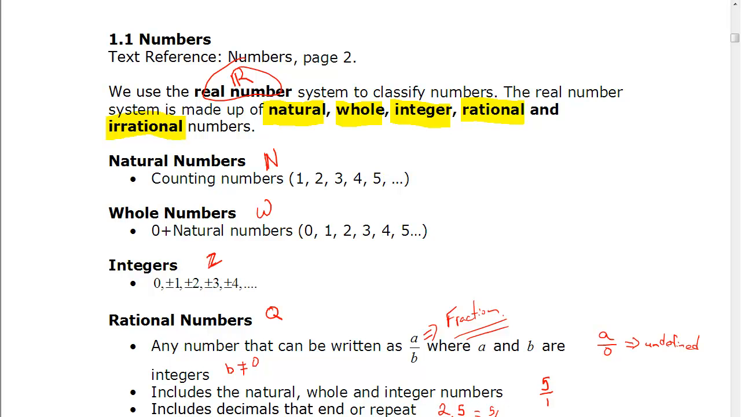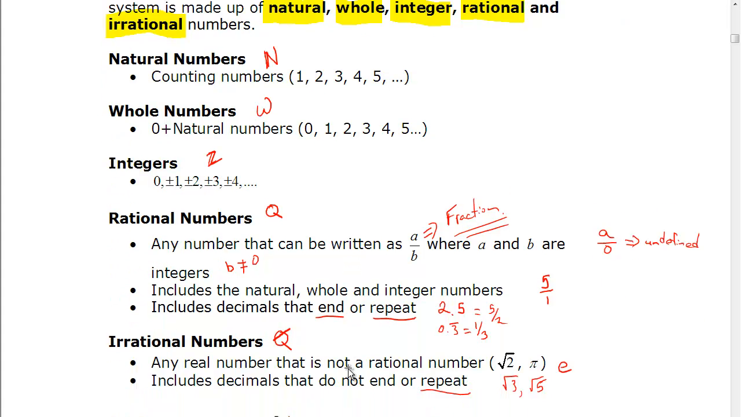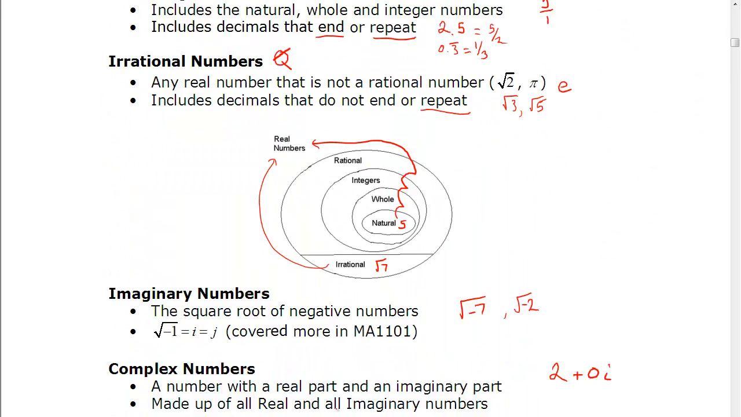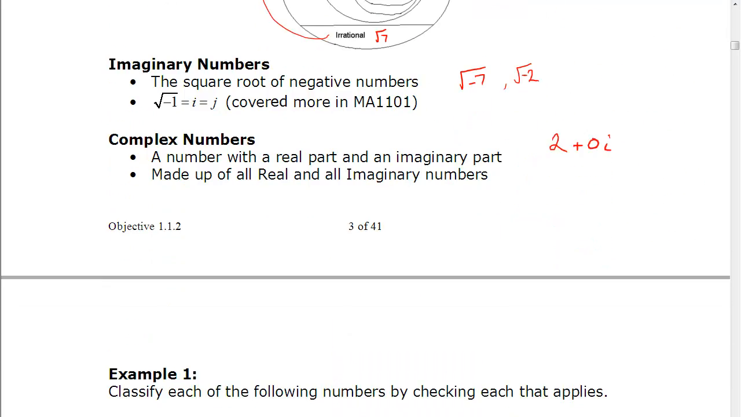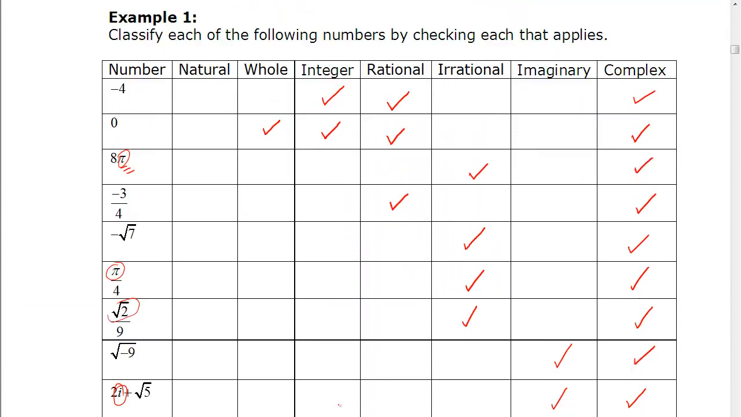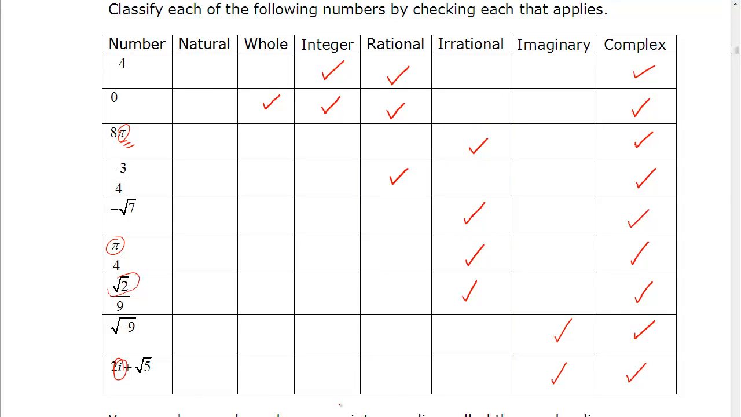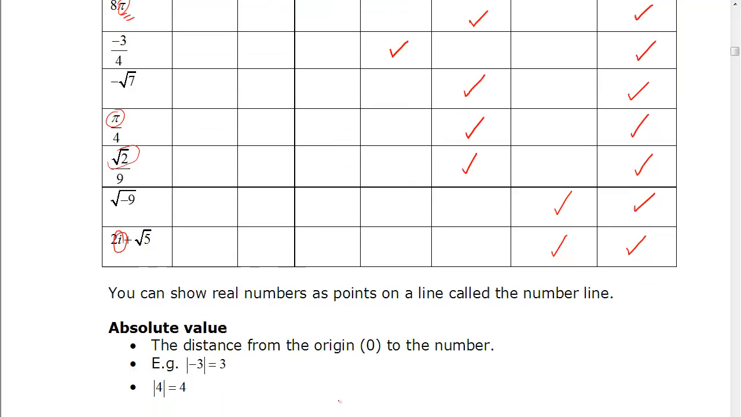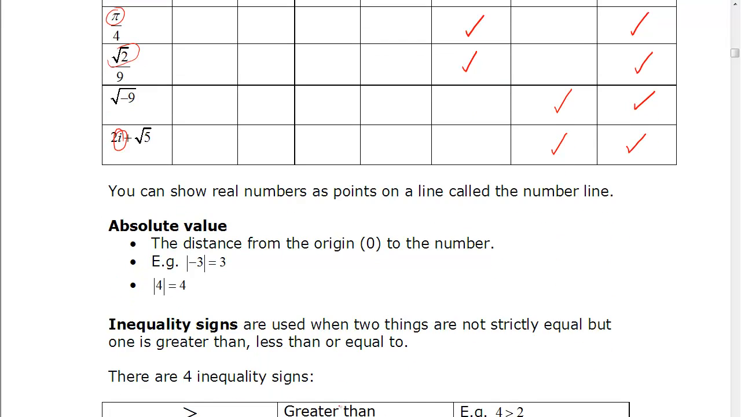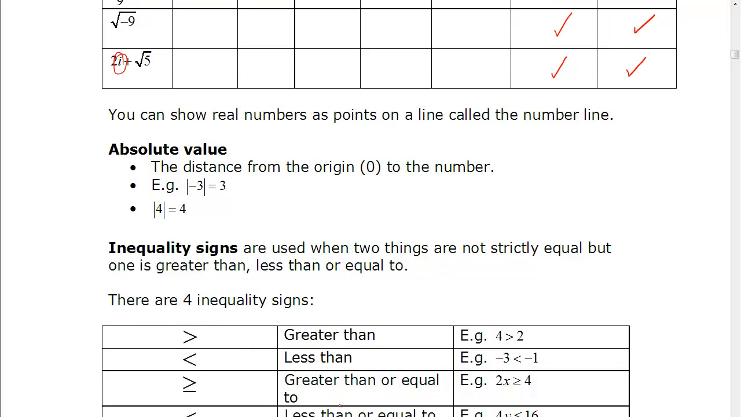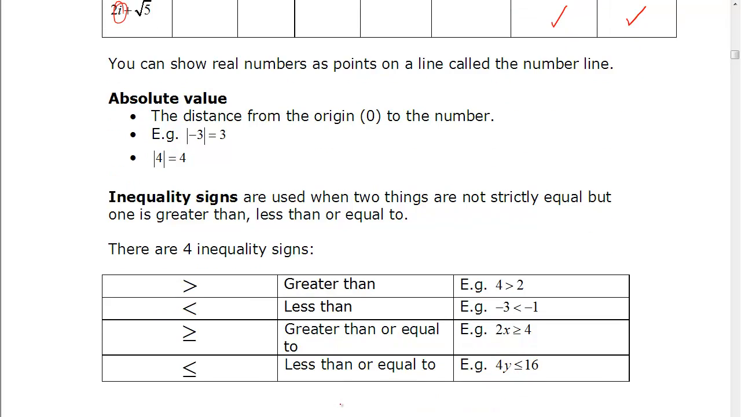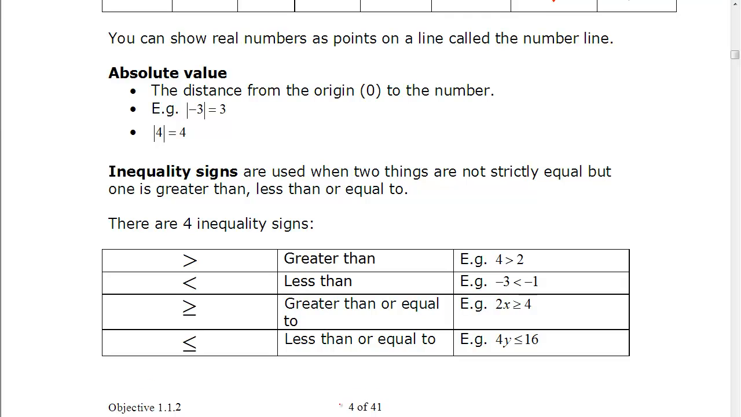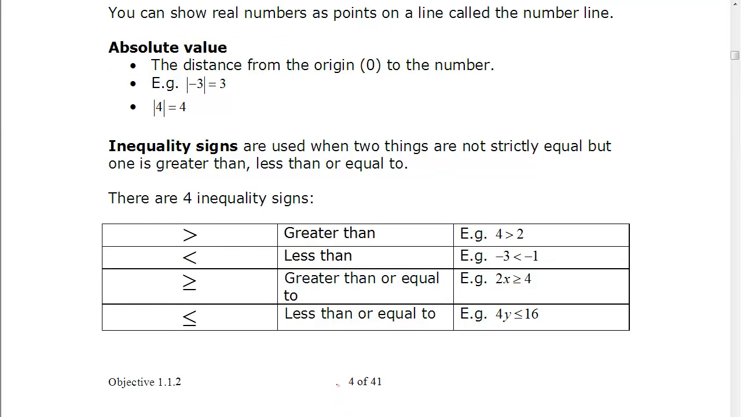In the previous lesson, we introduced the real number system and the different subsets that make up the real number system. So natural numbers, whole numbers, integers, rational numbers, and irrational numbers. And we discussed briefly imaginary numbers and complex numbers, and then we did an example where we classified each number according to which set it belonged to. Now we're going to talk about how to represent those real numbers on something called a number line, as well as absolute value, inequality, and a variety of little definitions that are really important to know.